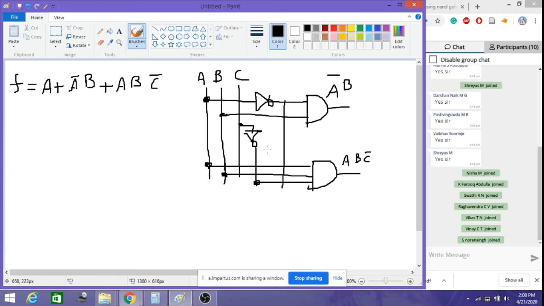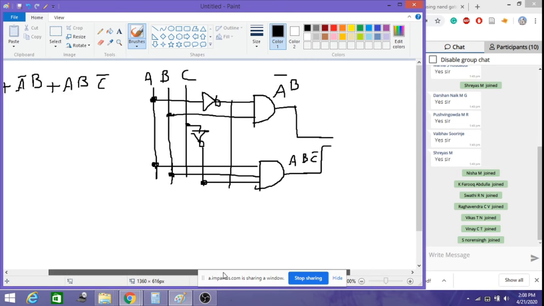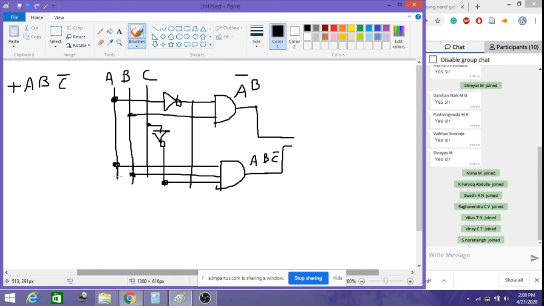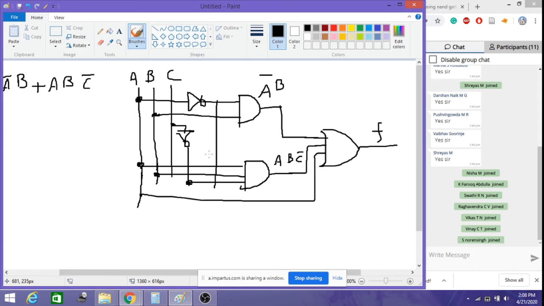Finally I have to add all these terms with A. So let us add all these terms with A here. I have to take one more A from here, so I'll take the OR gate. Fine, so this is my final output, F or Y, whatever you want to call it. Now how many gates have we used? Two NOT gates, two AND gates and one OR gate, right? So there are so many gates.